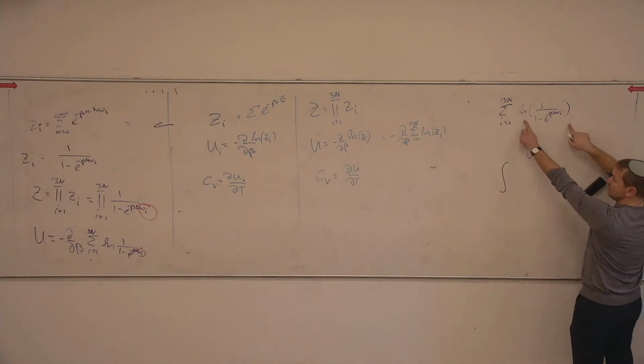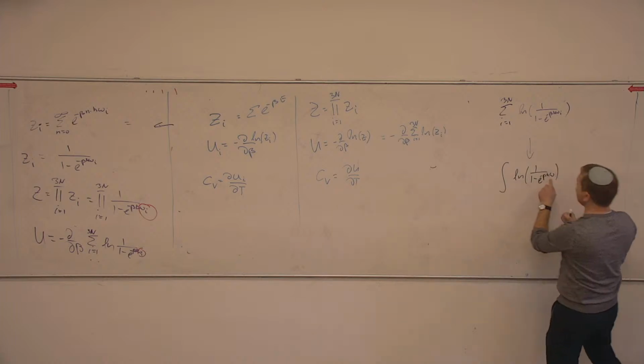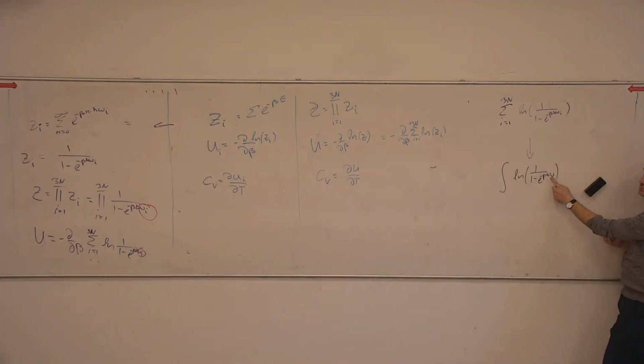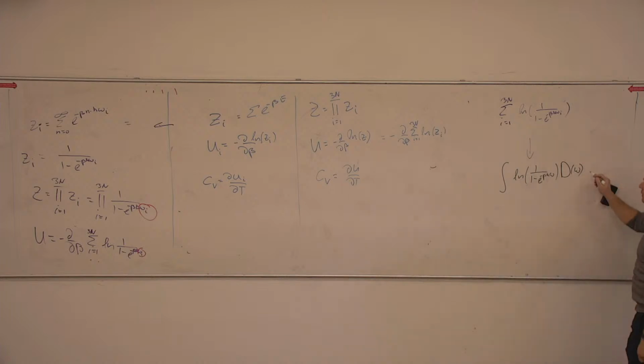Integral of what? Well, this function: log of 1 minus e to the power minus beta h bar omega. Omega now is a continuous variable. Now, for each omega, how many omegas are there? I need to multiply it by the density, D of omega d omega.